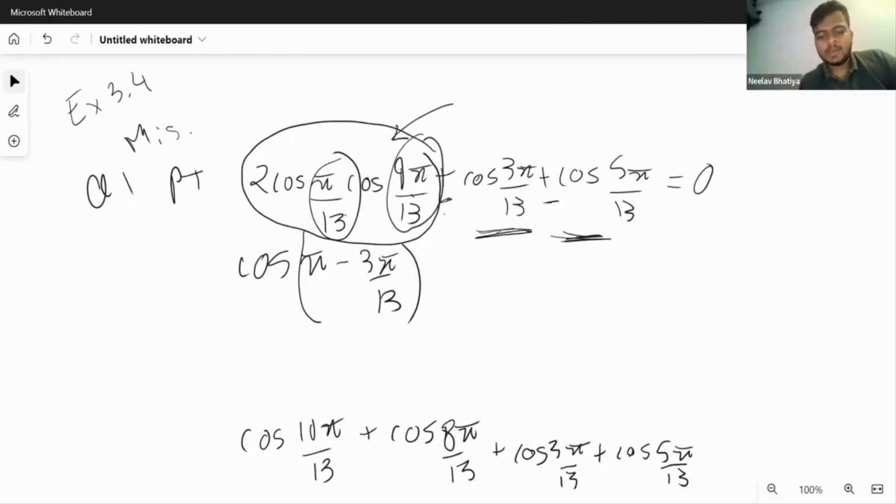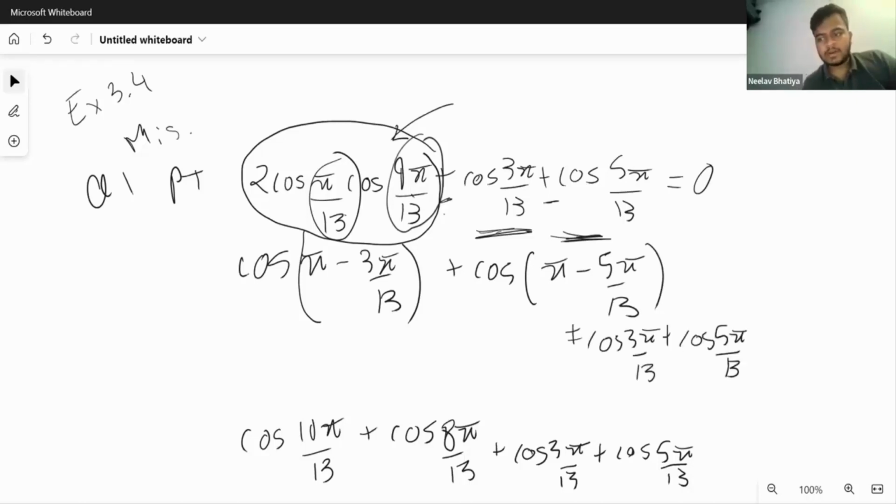I've done nothing else. And similarly for cos 8 pi by 13, I'll represent this as cos of pi minus 5 pi by 13, and these two terms as this again. Correct. I've done this now. Let's try and move on from here.